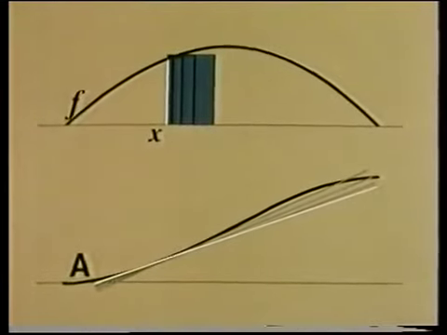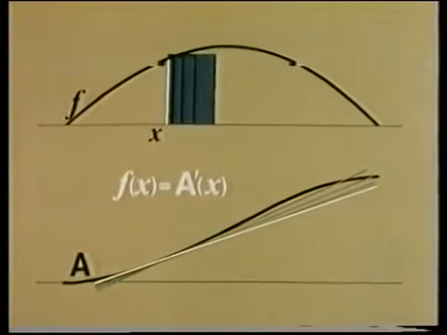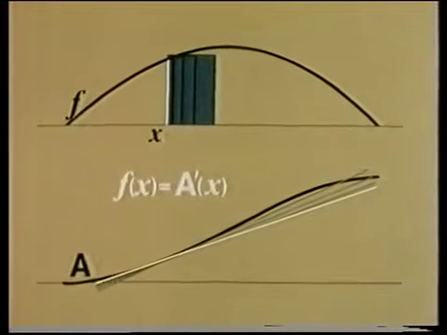So to summarize what we've just seen, as delta tends to 0, the derivative of A at x has the same value as f of x. In other words, A dashed of x is equal to f of x. And of course, that statement is true for any value of x. Well, this result is called the fundamental theorem of calculus.